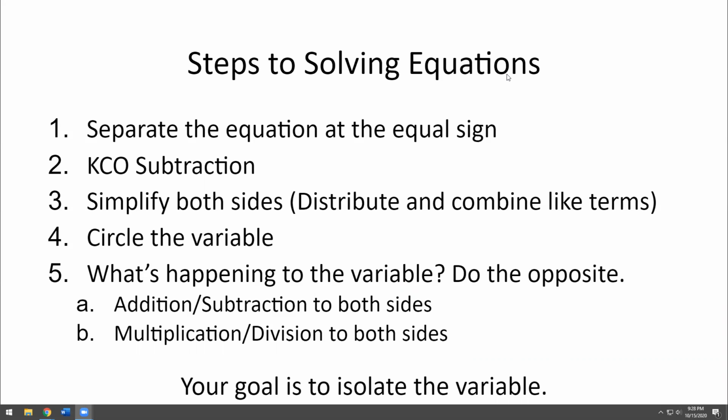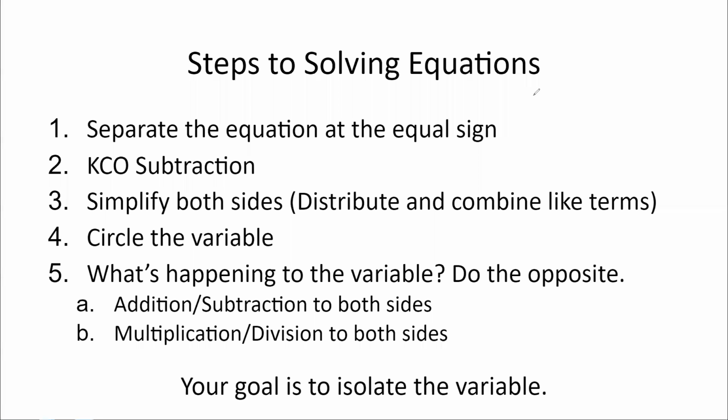So our steps to solving equations is the first thing that we're going to do is we're going to separate our equation at the equal sign. We do this by drawing a line. So if I have, let's say, this equation here, x plus 2 equals 10. I'm going to separate it at the equal sign. I am drawing a big line from top to bottom because this unit is all about that balance. The left side has to be equal to the right side. And so when I draw that line, I can visually see that I have a left side and a right side of my equation. It's super, super important that you do this with every single problem you're solving because it helps you represent that in your mind.